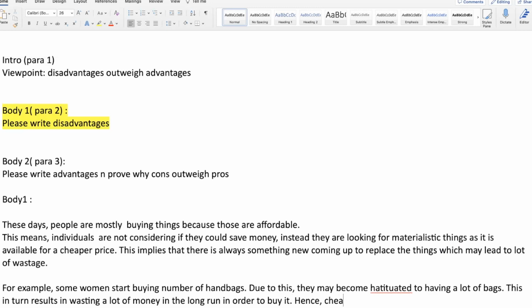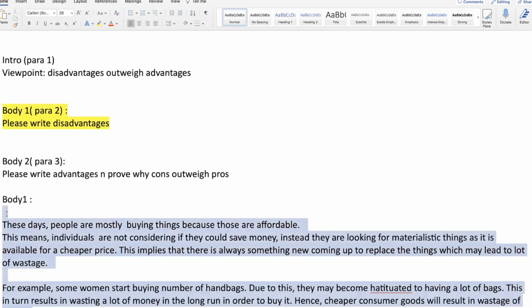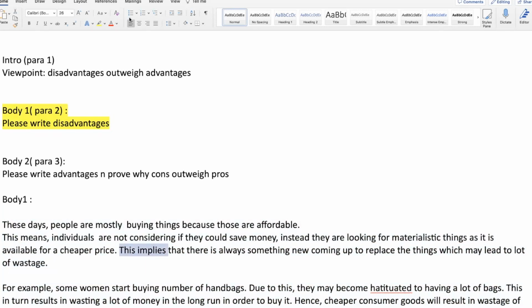Hence, cheaper consumer goods will result in wastage of things. Now it is clear. Spurti, getting it? A little modification. See this word I added. Others also please have a note. She was completely new to IELTS. This is her first class. So she has written whatever the best way possible.